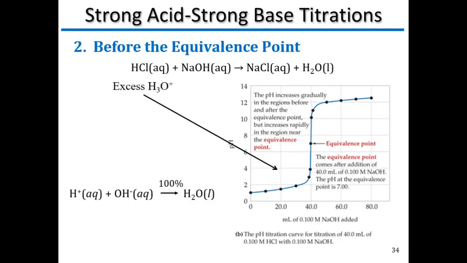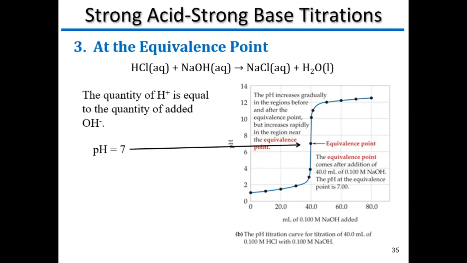Okay, then as we start to add our base, we still have excess H3O plus around, but we have less of it. Okay, so we still have enough acid to completely consume our base. So we're still going to have an acidic pH because we still have H3O plus left over. Okay, and as we start to add more and more, eventually we get to a point. So since we're using a strong acid and a strong base, we're going to get to our equivalence point, and in this case, it's going to be a pH of 7.